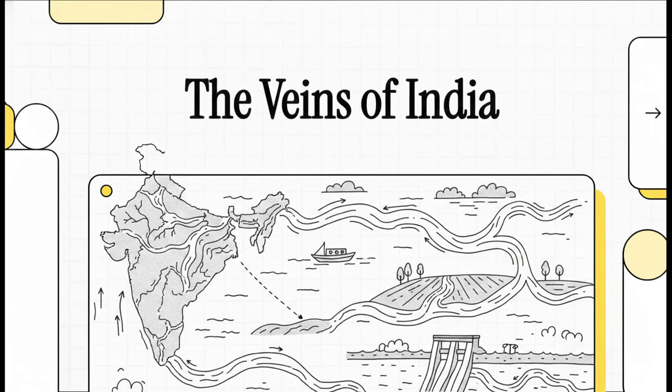Today, we're diving straight into the epic story of India's river systems. We'll be exploring how these massive waterways are, well, literally the veins and arteries shaping the nation's geography, its ecology, and its history. Let's get right into it.